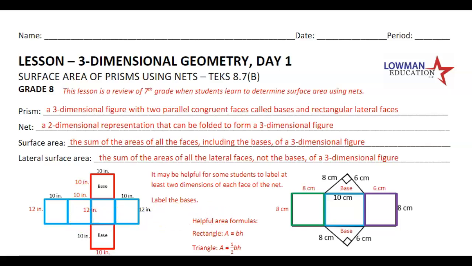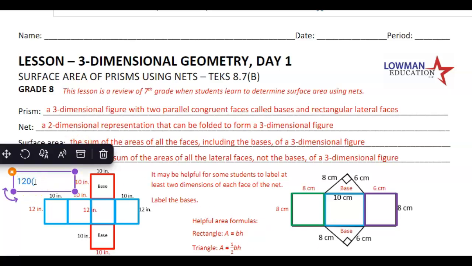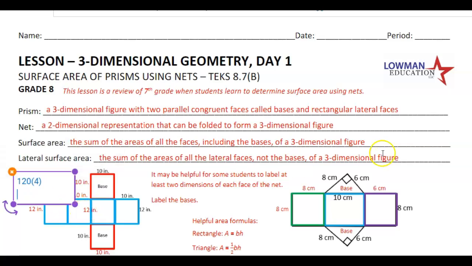So in 7th grade, you would have taken the areas of each of those boxes, and you would have added them all together. So for example, the area is base times height, so 12 times 10, which would have given you 120. You would have had that 120 4 times, because there are 4 lateral faces. So you would have taken the 120 and multiplied it by 4, because there are 4 faces.